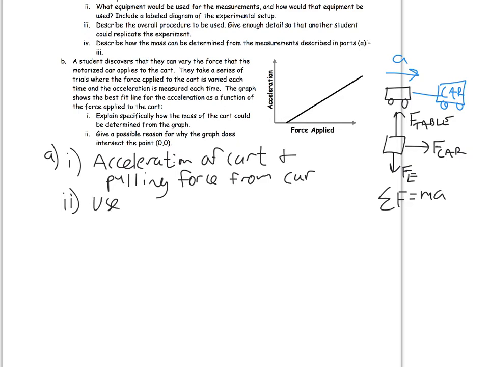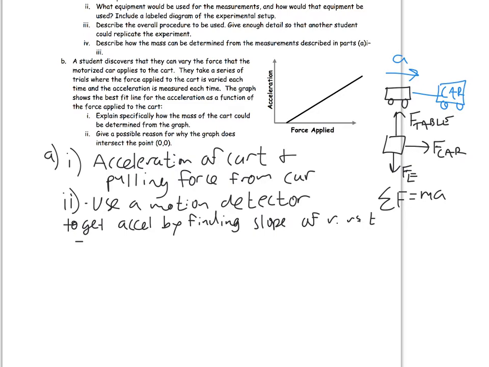So I'm going to say use a motion detector to find the acceleration, and what we're going to do from that is we're going to get the slope of the velocity versus time graph. And we can write this a little bit more informal than the procedures that we do in a formal lab report, and that's okay. The second thing we need to find is the pulling force.